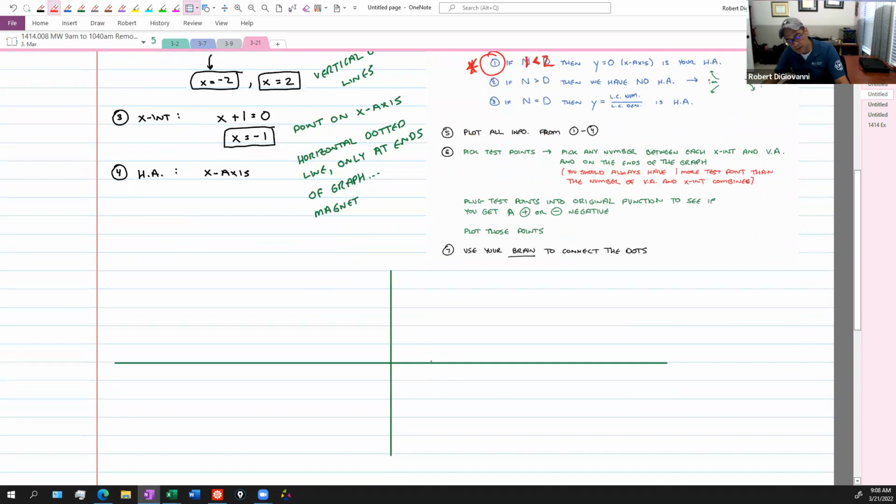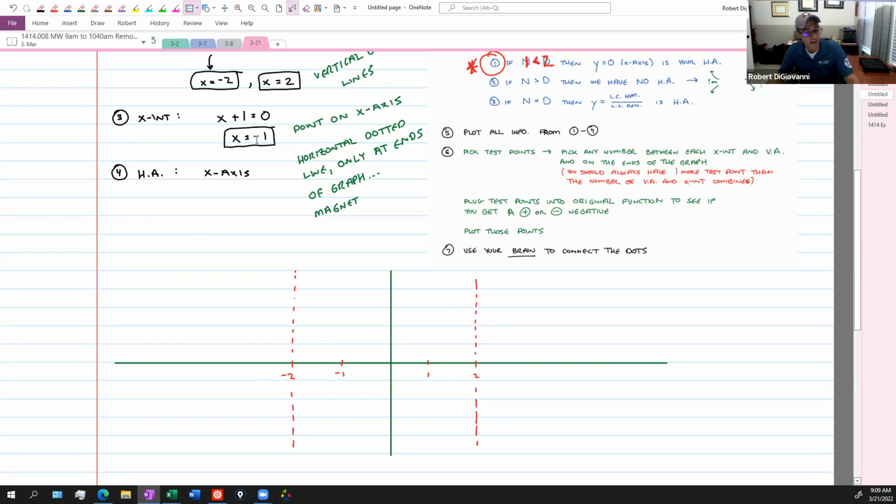So I'm going to draw these. Here's 1, here's 2. I'm going to draw a vertical dotted line at 2, and at -2, I'm going to draw a vertical dotted line as well. Now remember, that dotted line is not technically part of the graph. It's just to help us graph. And then now I'm going to start drawing the graph.